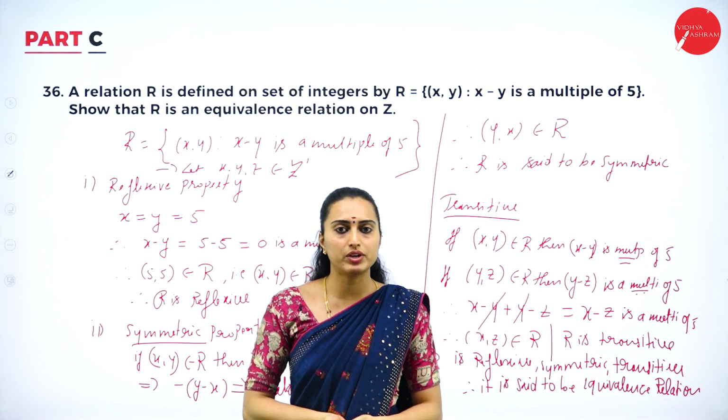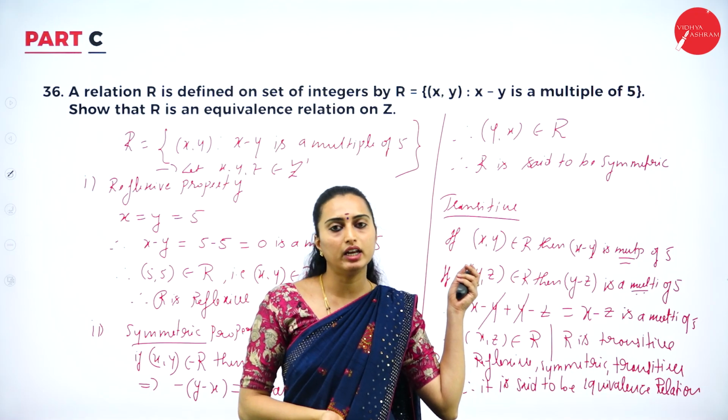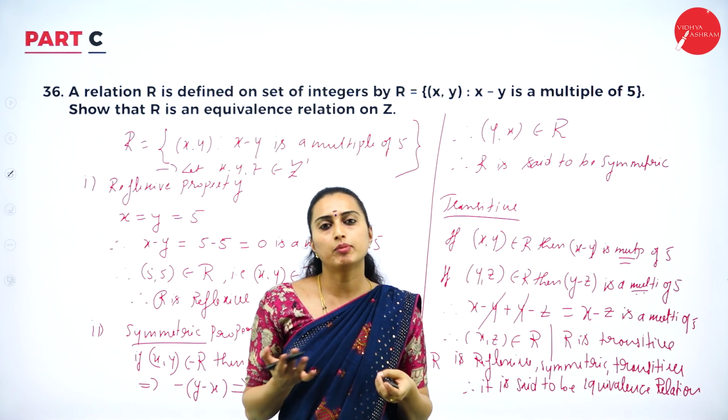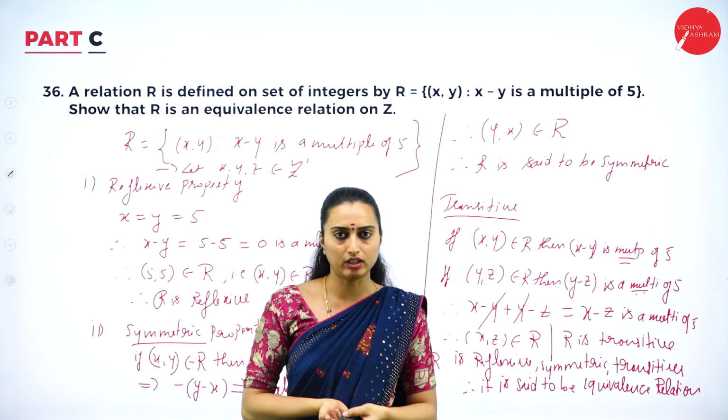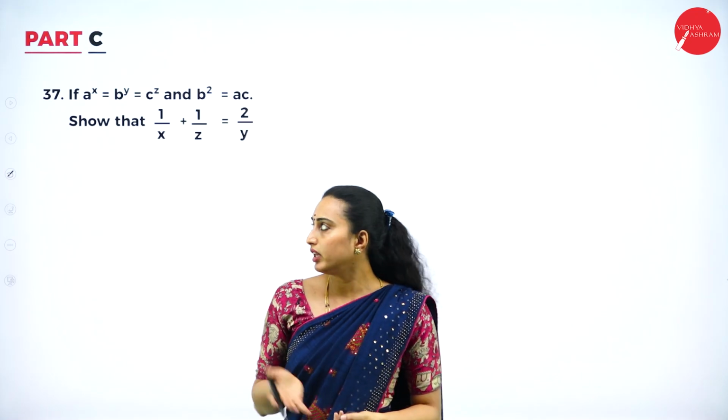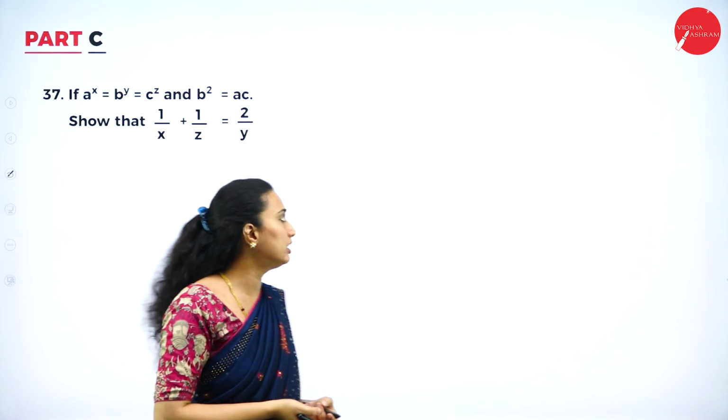They are going to ask the question. They can change it to any integer they want there, either x minus y is a multiple of 3, x minus y is a multiple of 5, like that. So now we'll be moving on to the next question. What they've asked, question number 37.